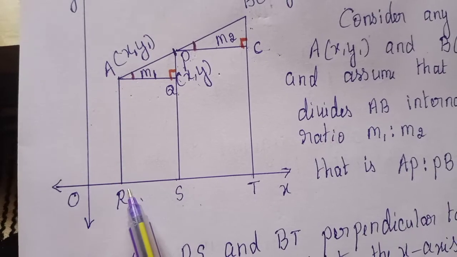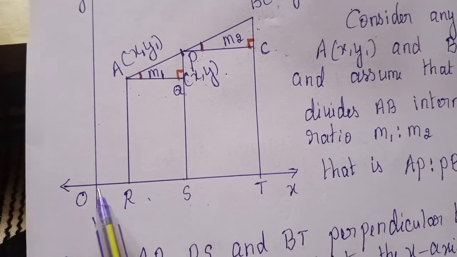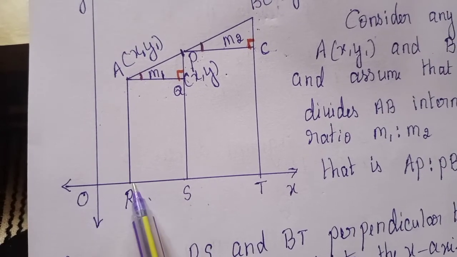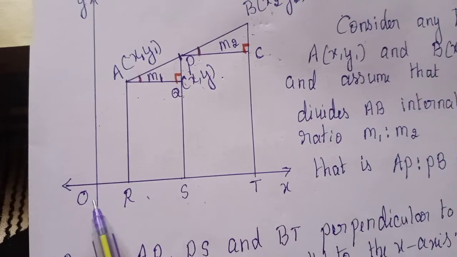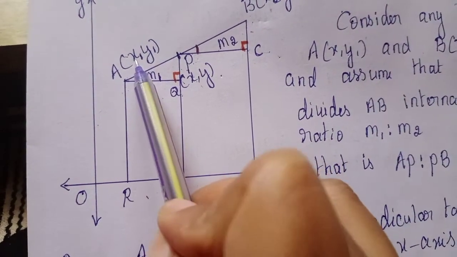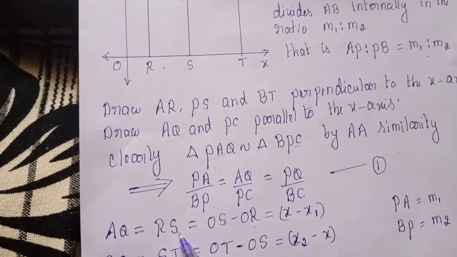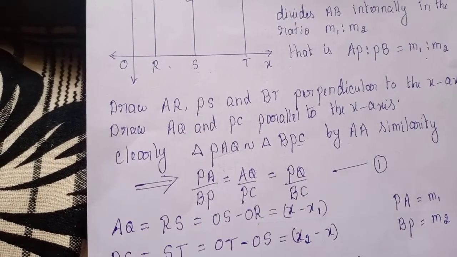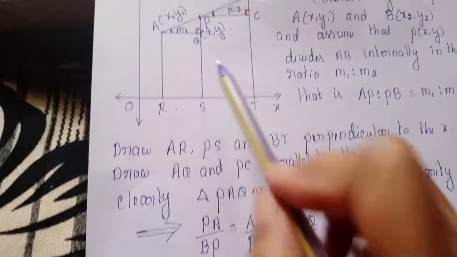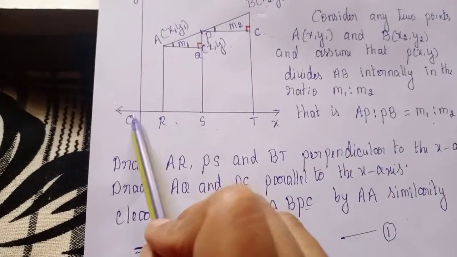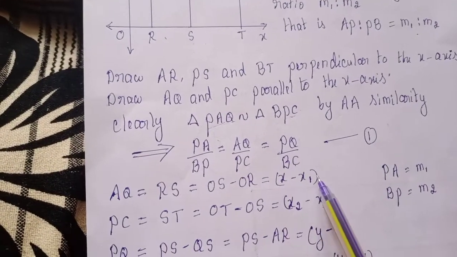RS can be written as OS minus OR. What is OS? OS is the x coordinate, x. What is OR? OR is x1. So AQ can be written as RS, which is OS minus OR, and so I got AQ as x minus x1.